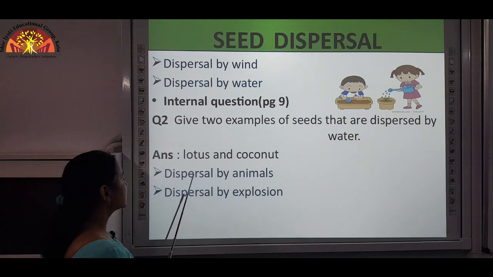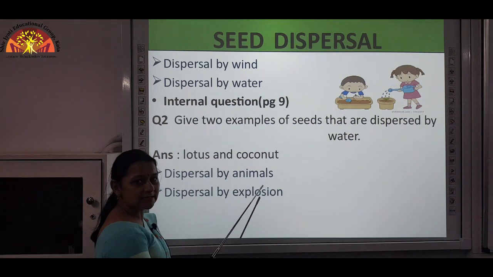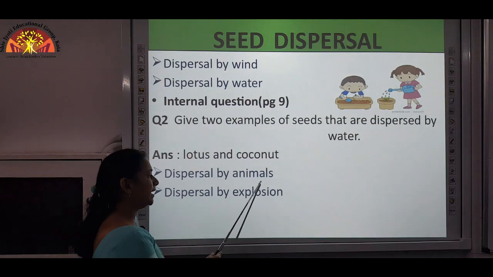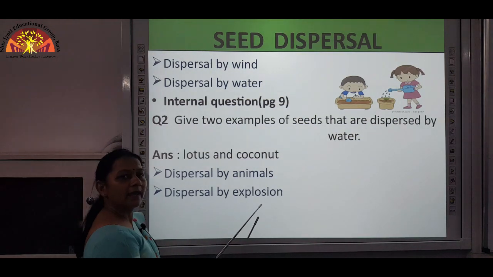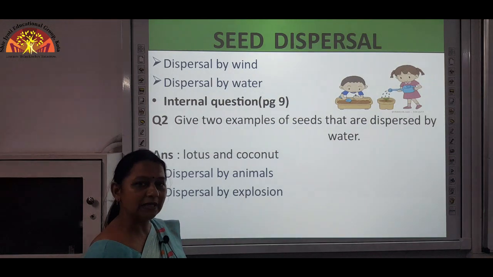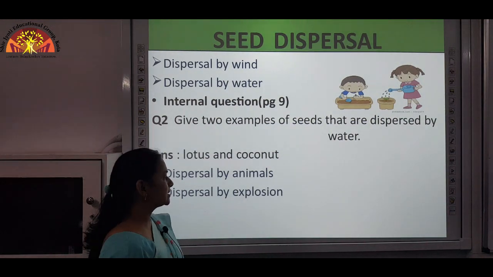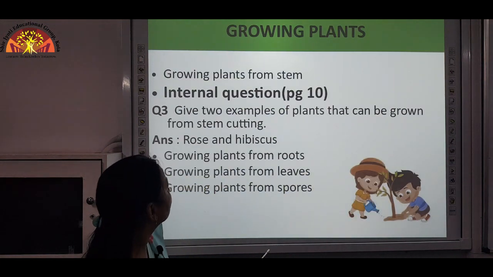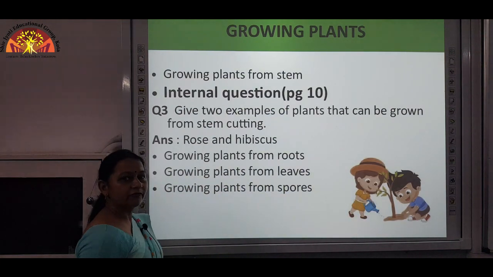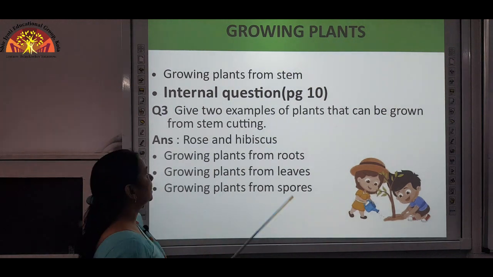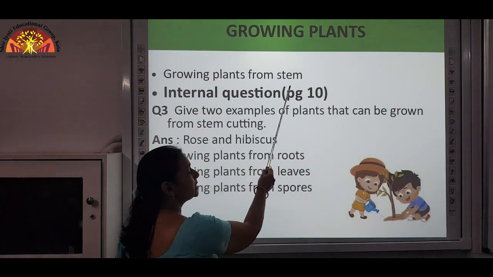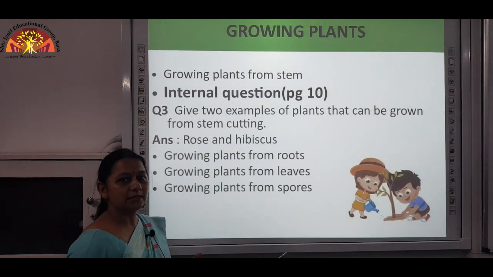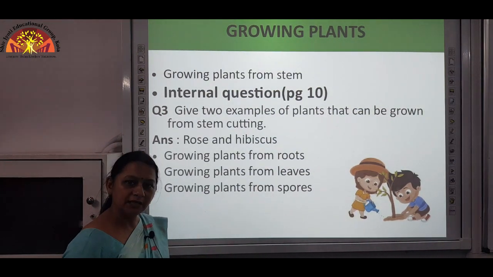And the next topics are dispersal by animals, like the seeds of the cockleber and dhatura. They are dispersed by animals. Dispersal by explosion, like the seeds of pea, poppy. How are they dispersed? They are dispersed by explosion. Our next topic is growing plants from the different parts of the plant, like growing plants from stem. We can grow new plants from the stem cutting of hibiscus plant, money plant.